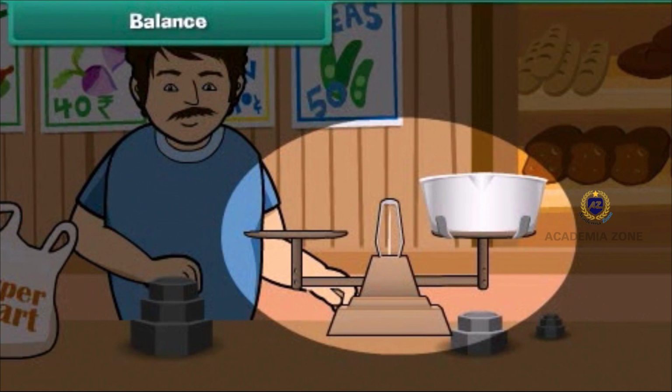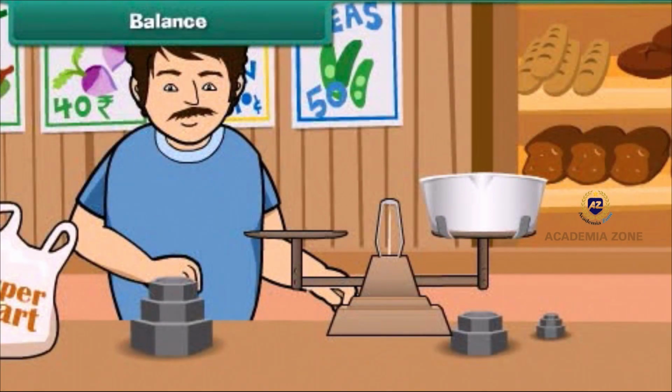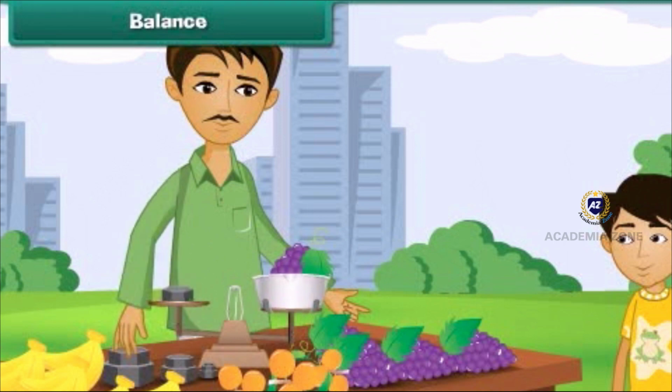Have you seen this instrument? Yes, it is a pan balance. You may have seen it at a grocery store with vegetable sellers and fruit sellers.